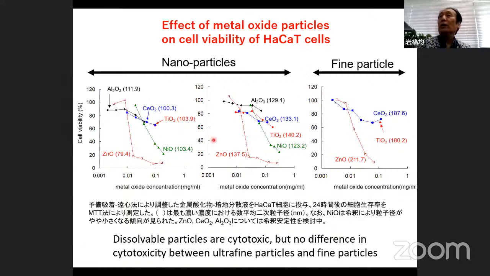So anyway, we checked the solubility and the viability of cells. That means the toxicity to cells. A material that shows solubility, or solubilized nanomaterials, is toxic, even in fine particles. Of course, nanoparticles have toxicity. This is a case of zinc. This is a case of nickel oxide. But titanium or cerium oxide is not soluble. Then there is not so big toxicity.